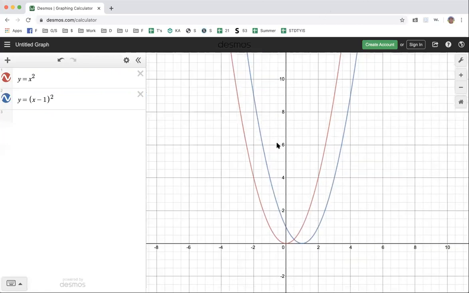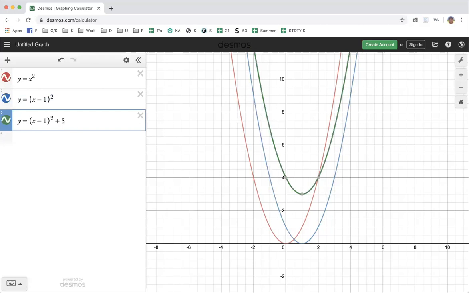Let's add 3 at the end. So that should take our original, well, not our original, our green graph, sorry, our blue graph, and move it up by 3. Anyway, so we've gone from the original graph in red, 1 to the right, and now 3 up.